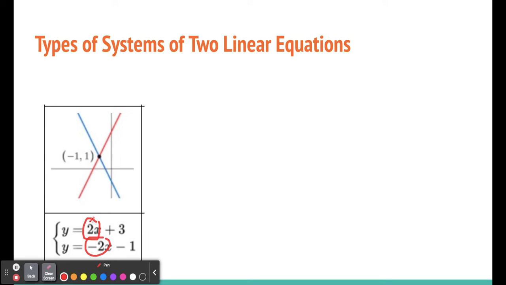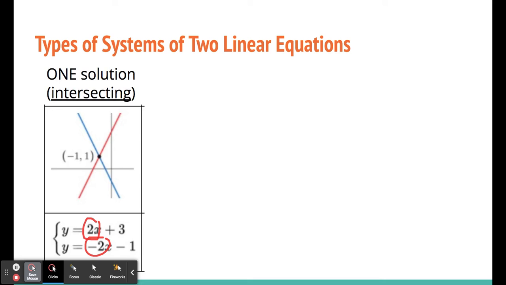Anytime you have a system where the equations have different slopes, they will always be this type of system, these one solution intersecting lines. There's only one place the lines cross. There's only one point that is true for both, a solution for both of the equations. So that's one solution for the system: intersecting lines.